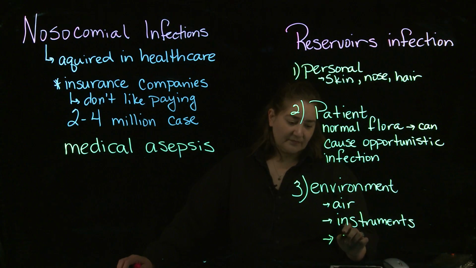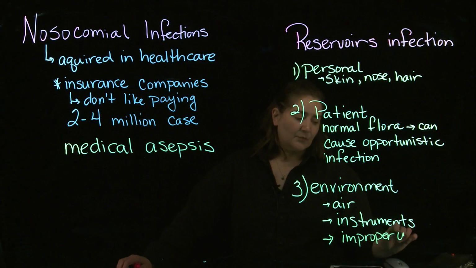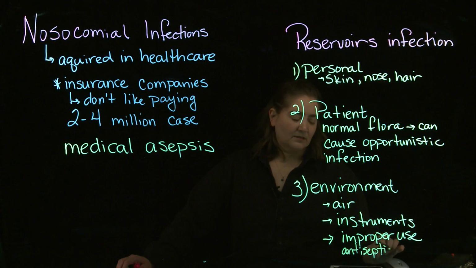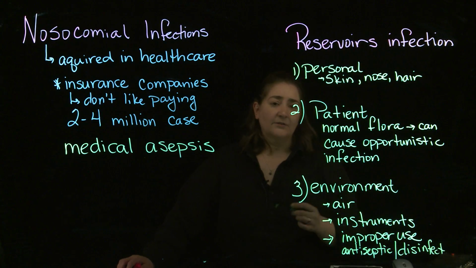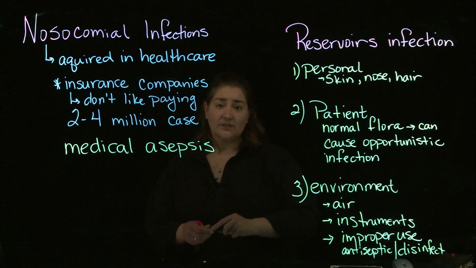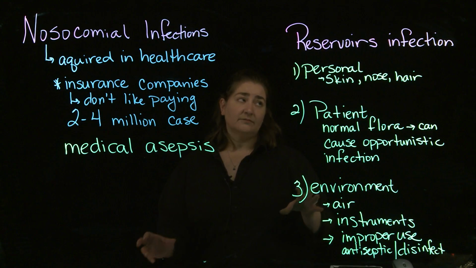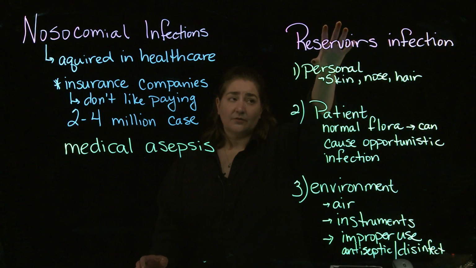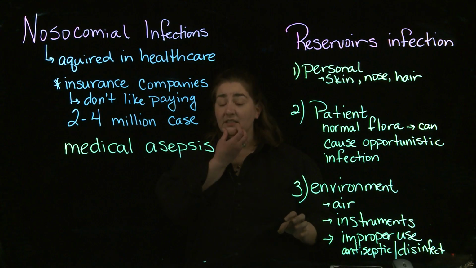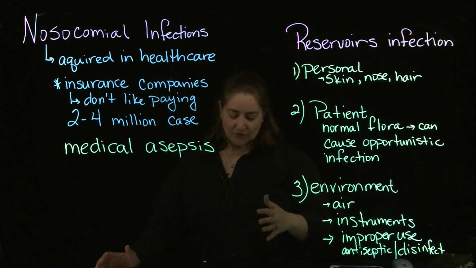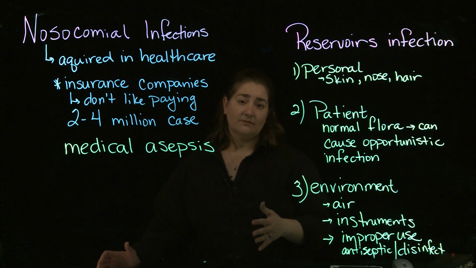And then things like improper use of an antiseptic or a disinfectant. If you don't use the right cleaner on the right surface, you're not going to eliminate the potential bacteria or viruses that are harbored in that area, okay? So when we're talking about reservoirs of infection, we're talking about places where the bacteria or the virus can exist, all right, and can be introduced then into the human population, all right?